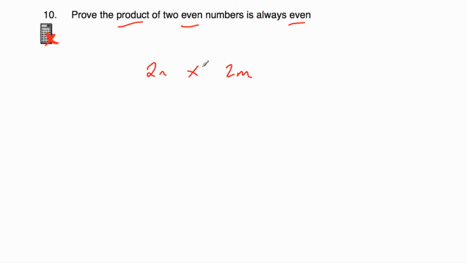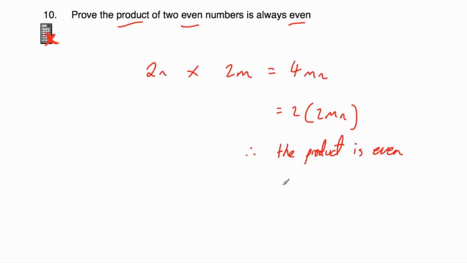So 2n times 2m would be equal to 2 times 2 is equal to 4, and then n times m, put them in alphabetical order, would be mn. So 2n times 2m will be equal to 4mn. Now to show this is even, we want to show it's 2 times something, so let's take 2 out and then brackets, and then dividing this by 2 would give us 2mn. So 4mn is 2 times 2mn, because it's 2 times something, therefore it's even. And let's just write that down, so therefore, and that's it, so we've written the product is even.